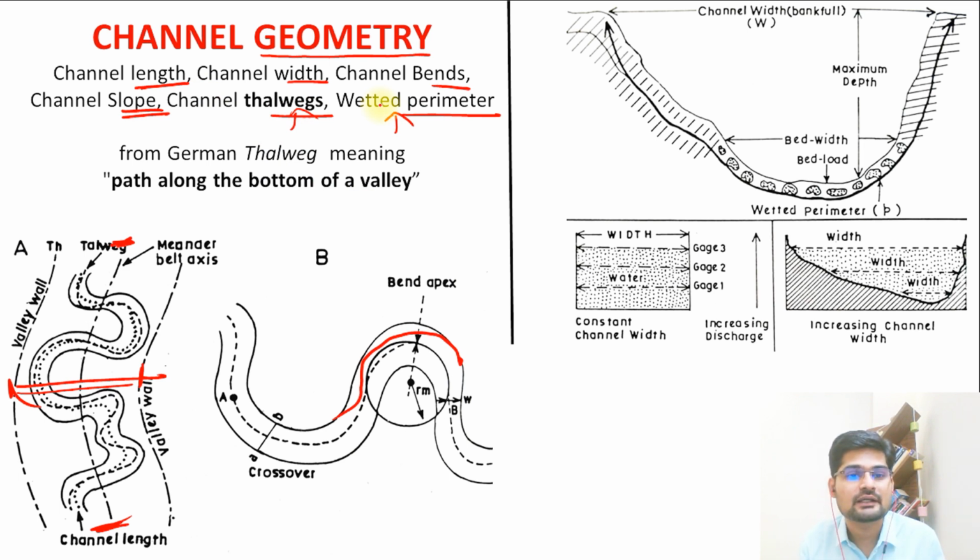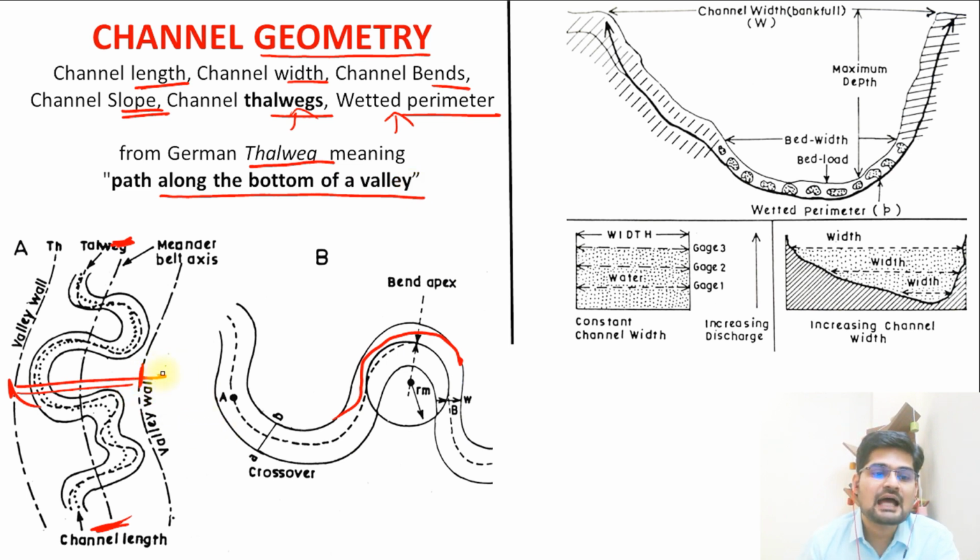So what is this Thalweg? Remember, this is a German word. Basically, it means path along the bottom of a valley. So this is what we say is the Thalweg. Now to simplify this Thalweg, there is an interesting way to understand.